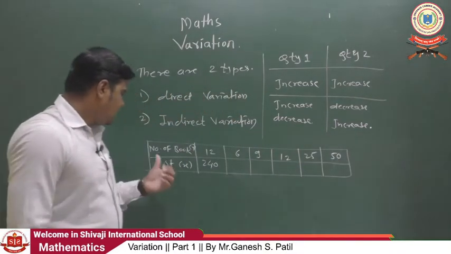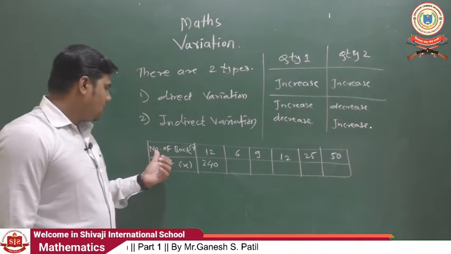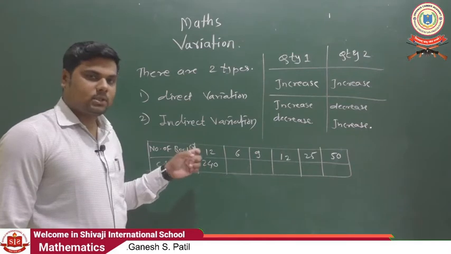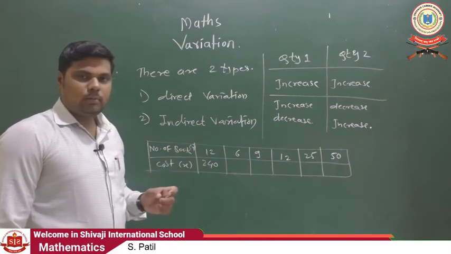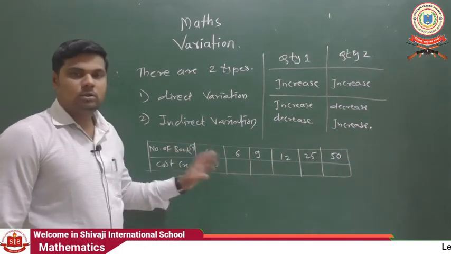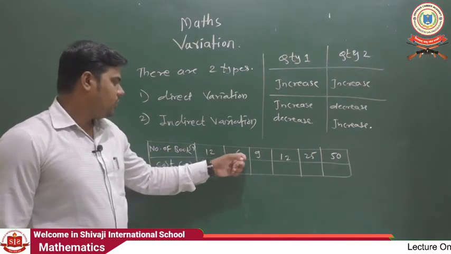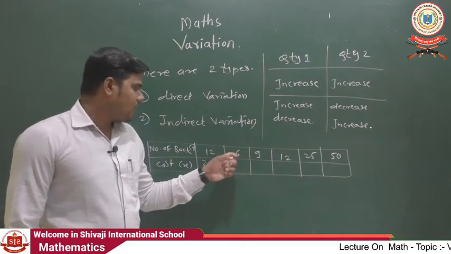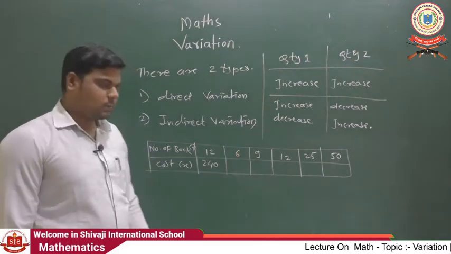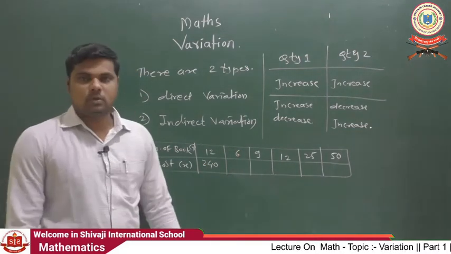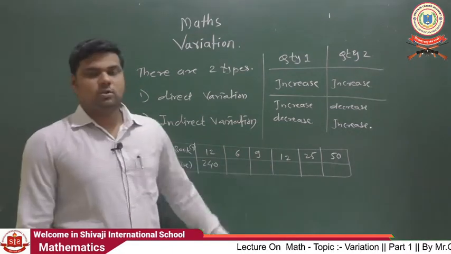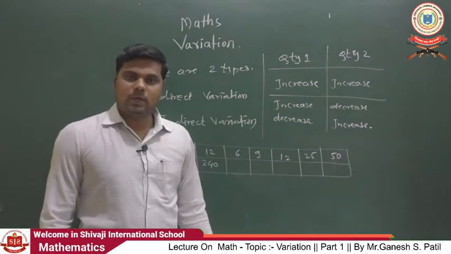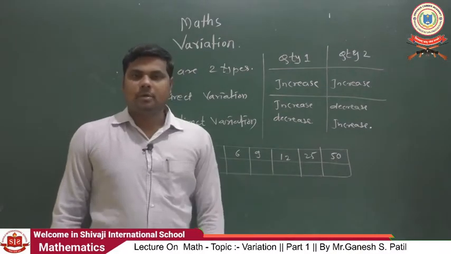Okay, see, this is the very important table. Number of books. Number of books means suppose you have to purchase 12 books, then you have to pay 240 rupees. If you purchase 6 books, at that time what is the cost of those books? What is the cost of 9 books? What is the cost of 12 books? What is the cost of 25 books? And what is the cost of 50 books?